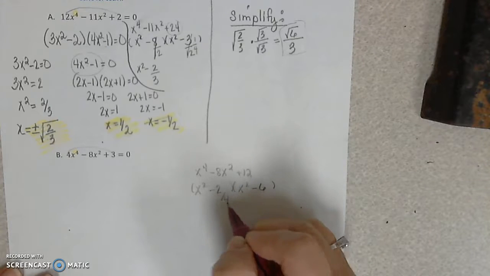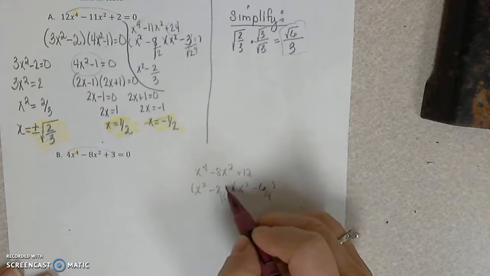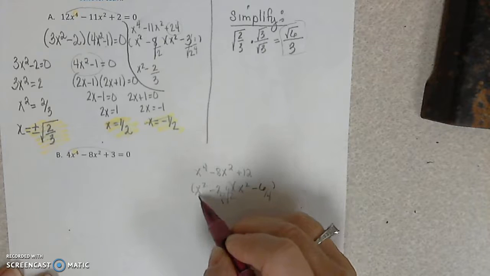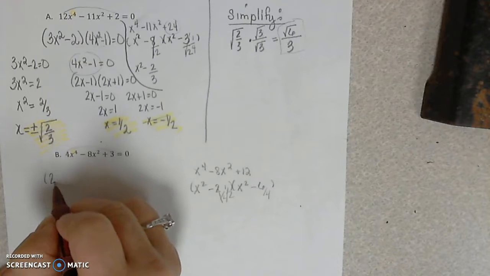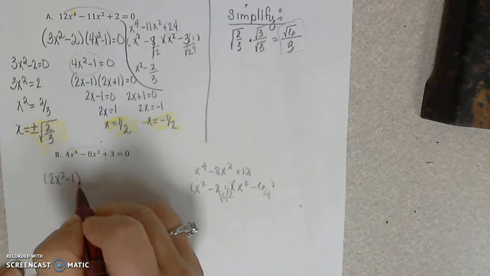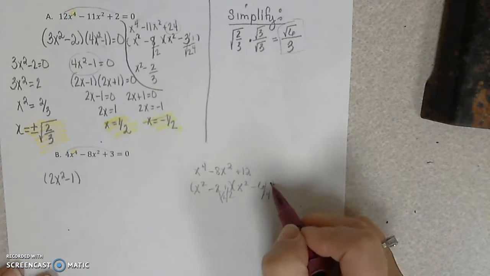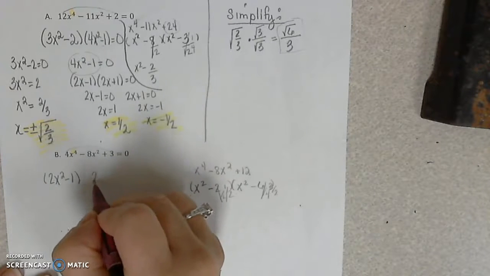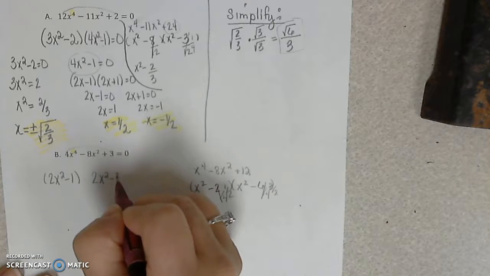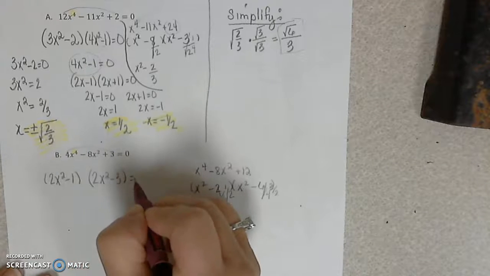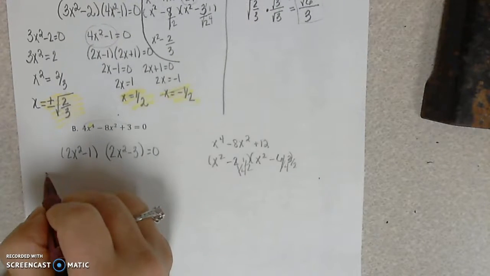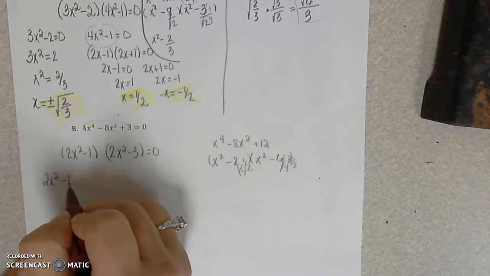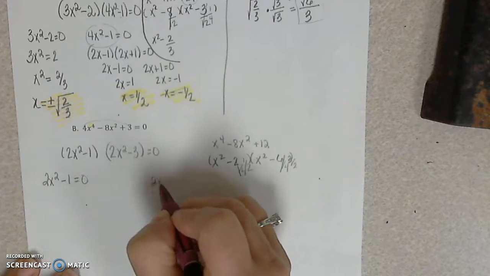So let's divide the 4 back out. That reduces to 1/2. 2x squared minus 1. And 3 goes into 6, no, 2 goes into 6 3 times. 2 goes into 4 twice. 2x squared minus 3. Set equal to 0. So we solve for each x.